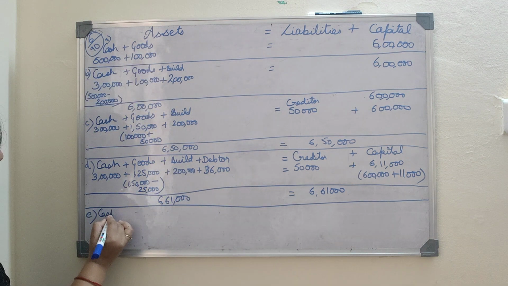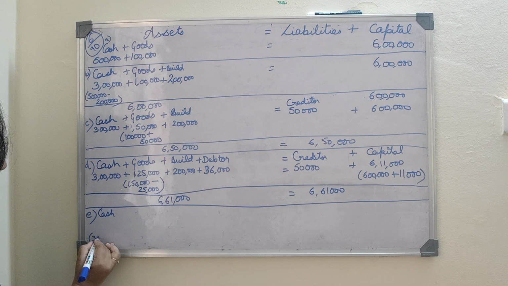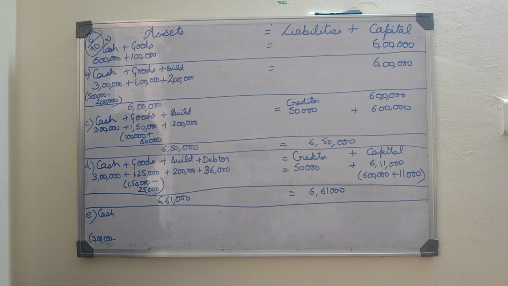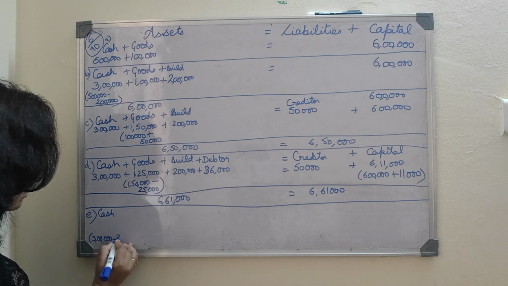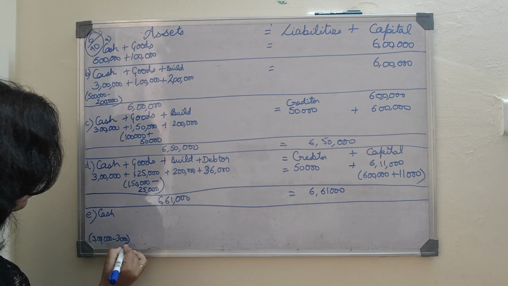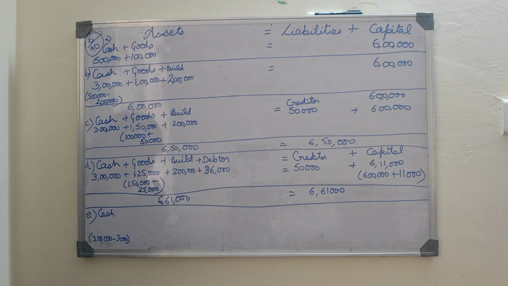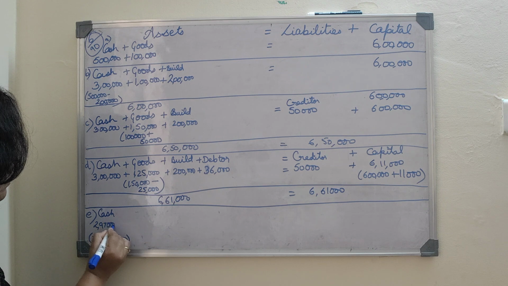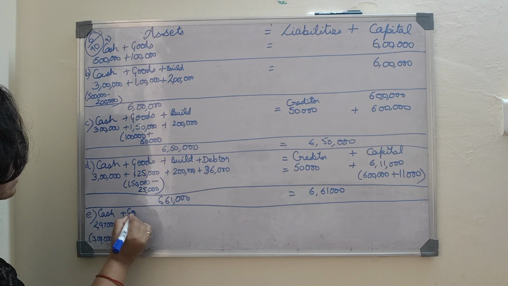So cash 3 lakh minus insurance premium of 3,000. So we are going to deduct 3,000 from it and we are going to get 2,97,000. Goods remain the same.